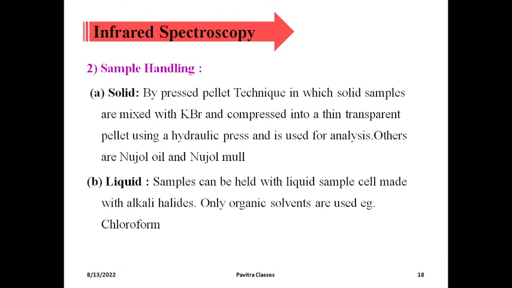So how is it done? Around a 1:500 ratio is taken. With the help of a pestle and mortar, the solid sample and KBr are mixed to give smooth particles. Then, with the hydraulic press, the sample mixed with KBr powder can be used in the analysis. So this is the sample handling.